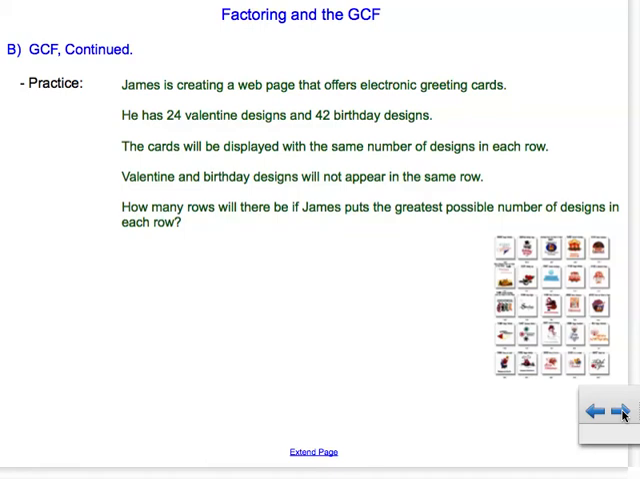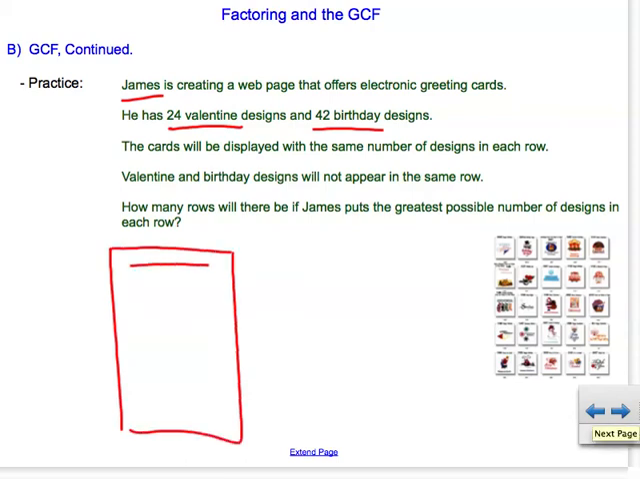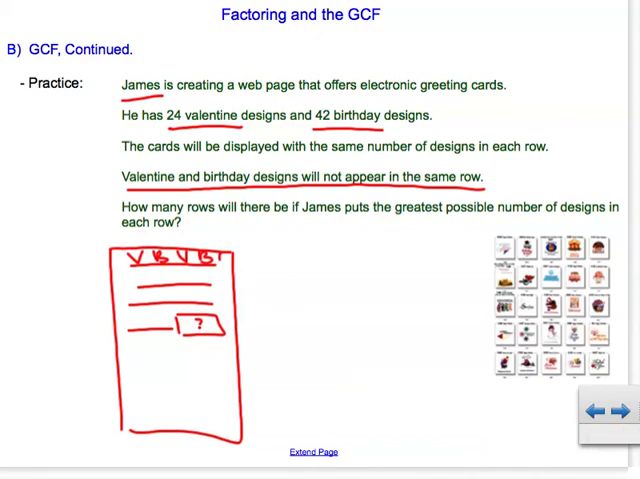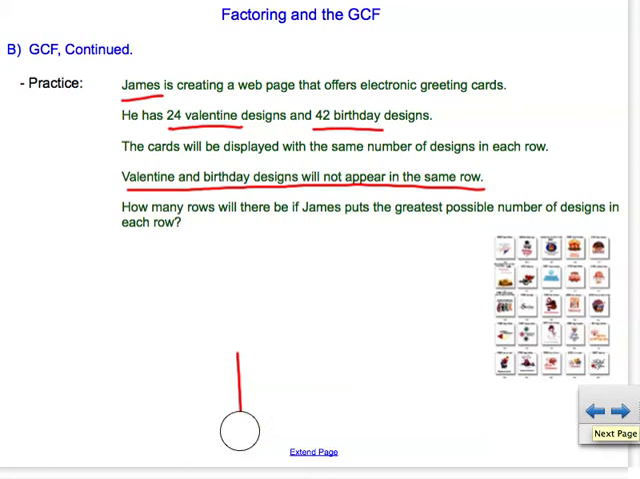James is creating a web page that offers electronic greeting cards. He has 24 Valentines and 42 birthday designs. He wants to display everything in a really nice little chart where here's a row, here's a row, here's a row. And he doesn't want any rows with missing space. Basically, he wants the Valentines and the birthday cards to not appear in the same row. So he's not doing Valentine's, birthday, Valentine's, maybe a birthday and a birthday. He wants all of one type together in the same row. So we have Valentine's, Valentine's, Valentine's, and then some groups of Valentines, and then some birthday.